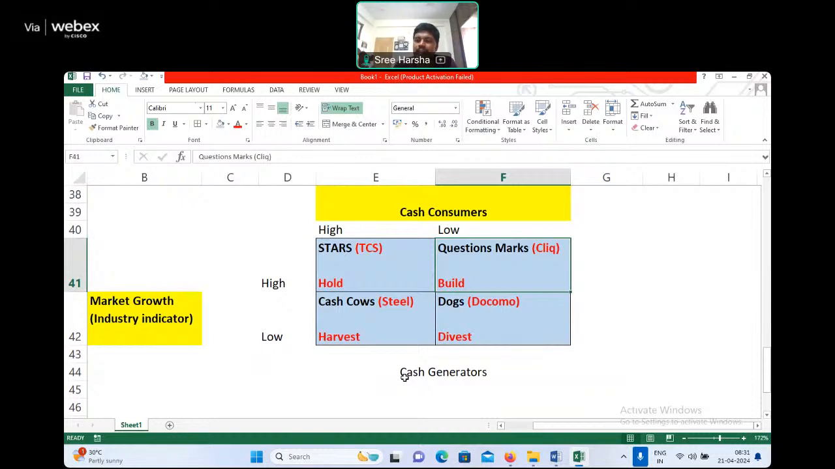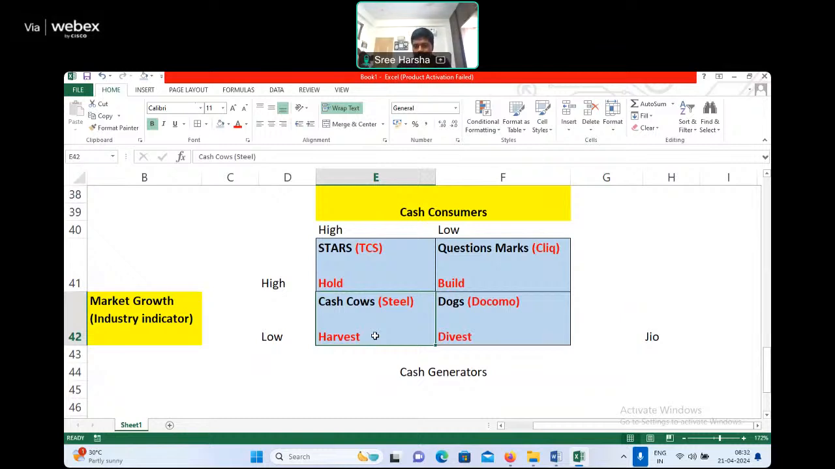BCG goes wrong because, let us take Jio now. In the case of Reliance, let us take Jio. Jio has a high market share, but it is not in a very fast growing industry. So what will happen? Jio will fall under cash cows. Cash cows means it should reap the benefits. It should not invest further. It should start taking out the profits a lot.